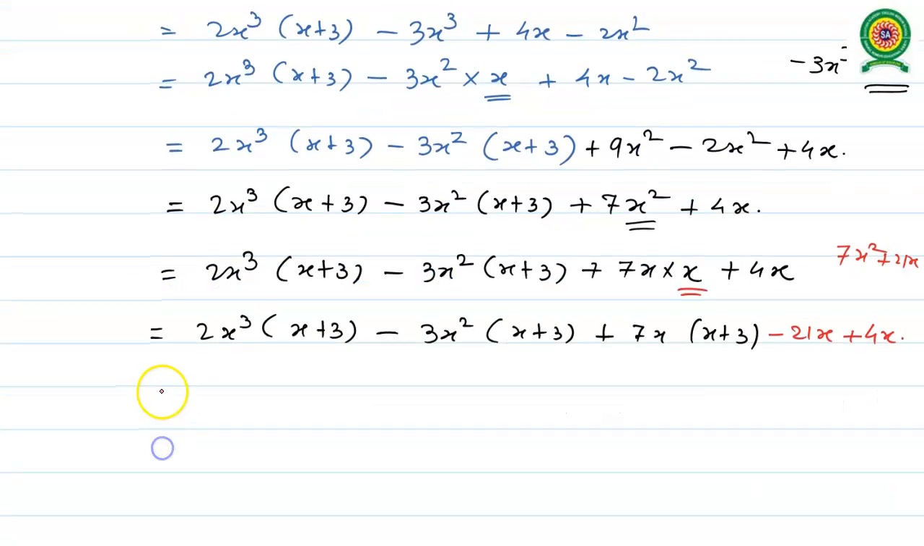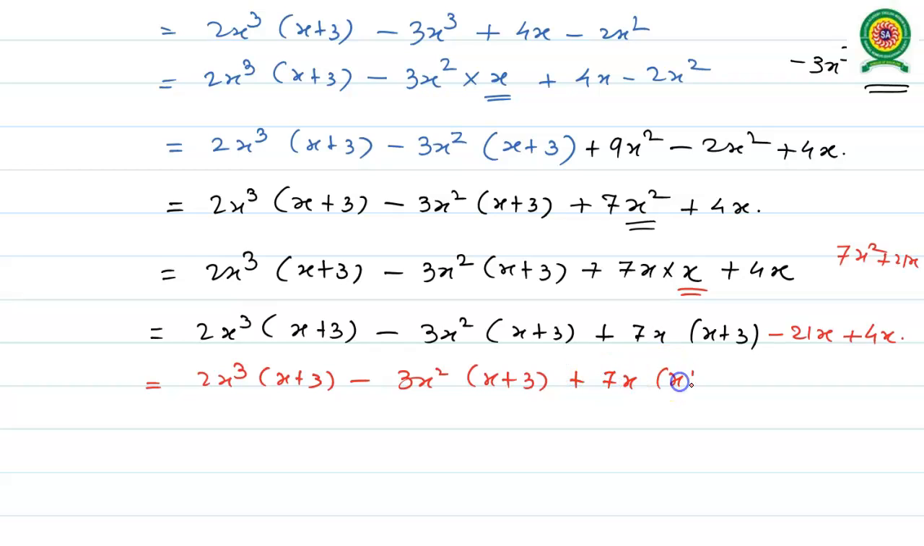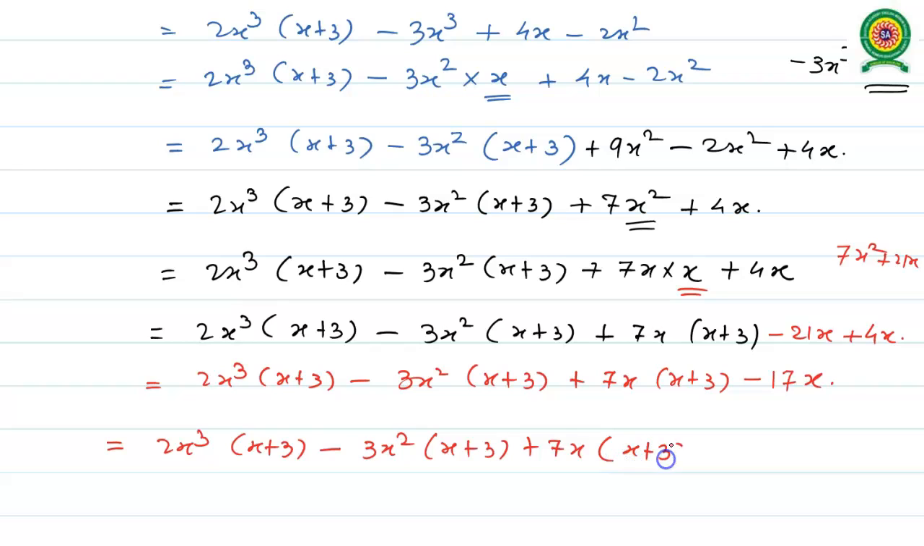After all simplifying we now have 2 times x cube into x plus 3 minus 3x square into x plus 3 plus 7x into x plus 3, and now minus 21 plus 4 gives minus 17 times x as it is. Again we have to adjust here the x plus 3, so that we have 2 times x cube into x plus 3 minus 3x square into x plus 3, then plus 7x into x plus 3.